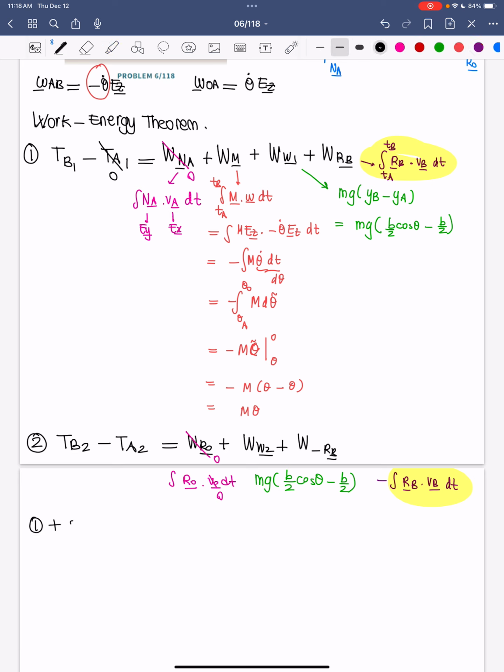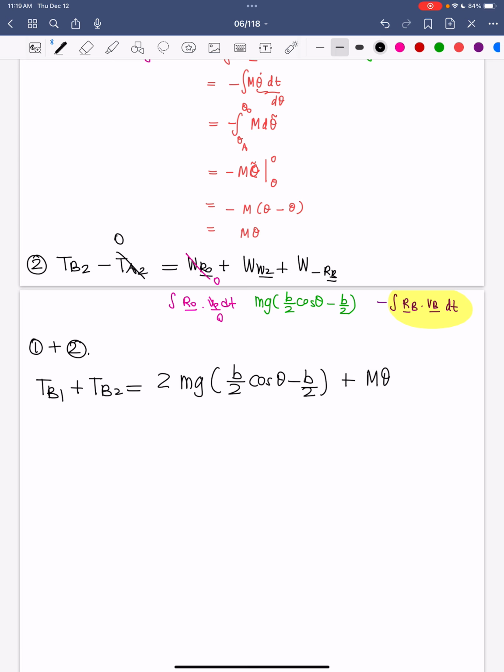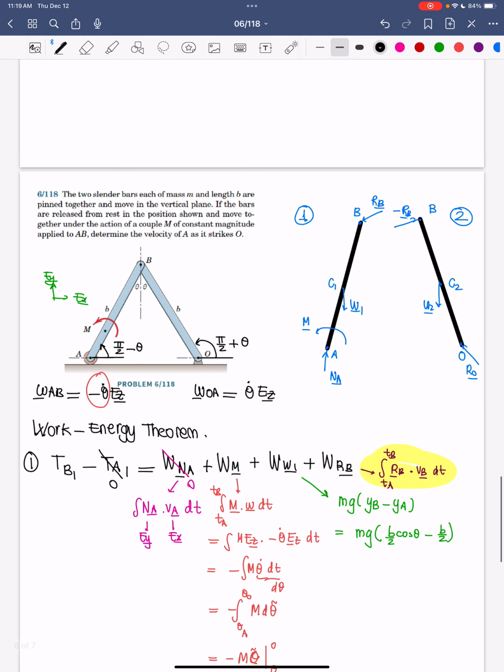So 1 plus 2, the system starts from rest, TB1 plus TB2 is equal to twice the work of the weight plus the work of the moment. The work of RB cancels out. Okay, awesome. Now what we need to do is calculate the kinetic energies of the system at state B. And I'm just reminding myself, what do we need to find here? We need to find the velocity of A as it strikes O.